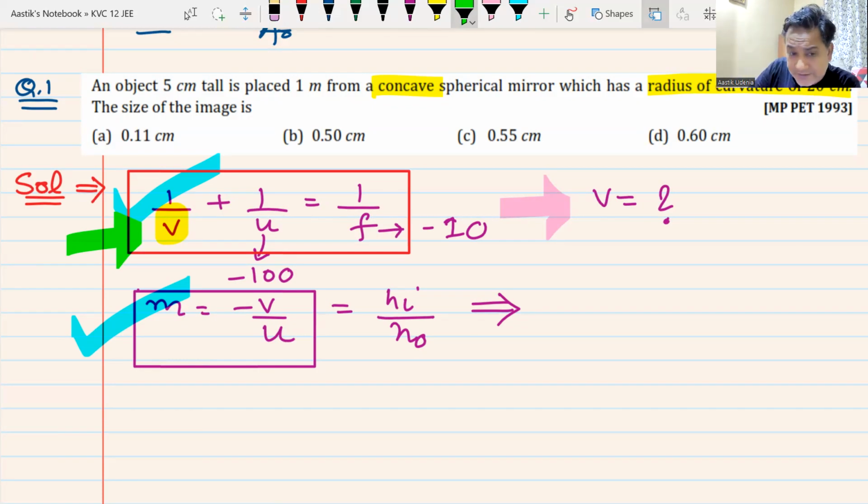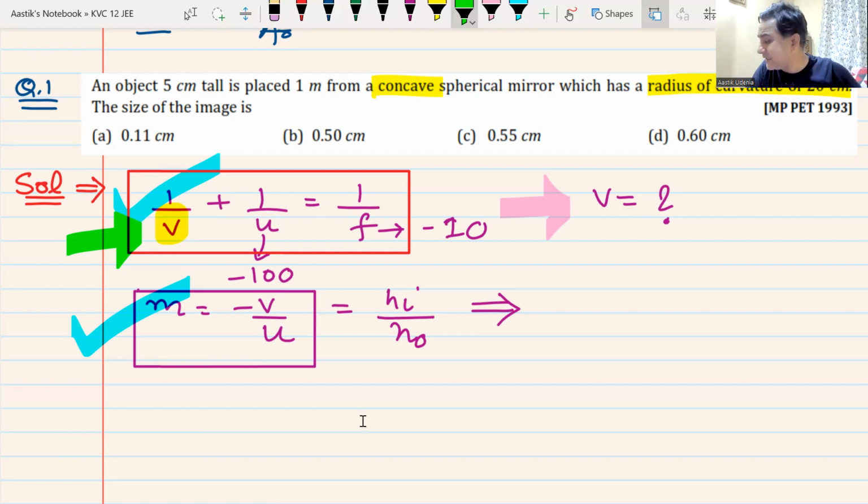So what do I do, my dear friends? I know the value of u. Everyone understands the value of u? It is minus 100, yes or no? Everyone understands? The value of u is minus 100. Can I have raise hands from everyone that we understand it is minus 100? Yes, sir. Everyone understand that the value of focal length is minus 10?